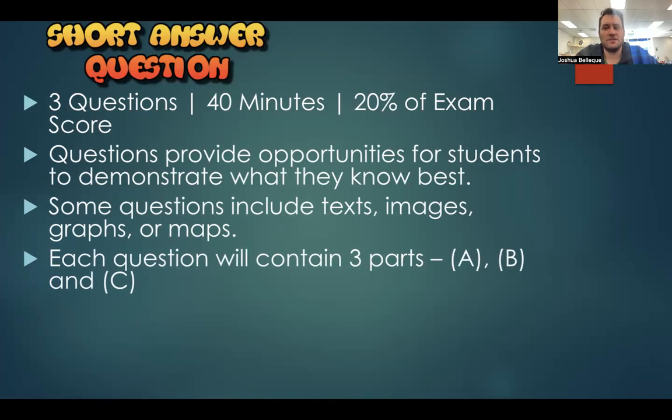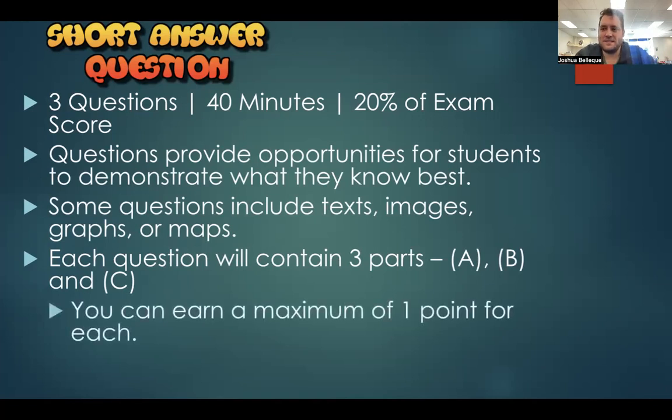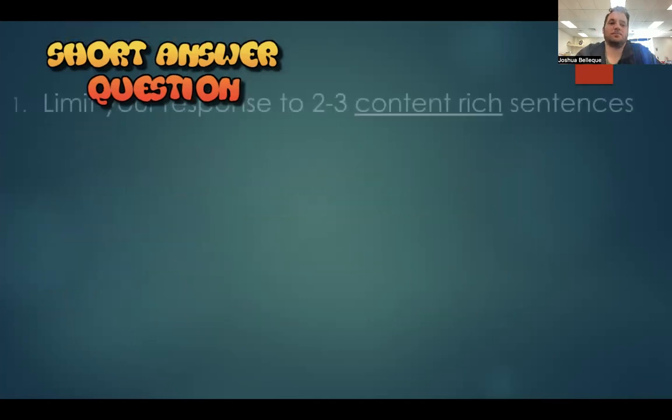Each question is 3 parts. There's A, B, and C to each of the sets of questions, and so you answer each A, B, and C. And each A, B, and C is worth 1 point. So each question is worth 3 points because the questions are, again, part of A, B, and C. So 3 points per question, and there's no half points or anything like that.